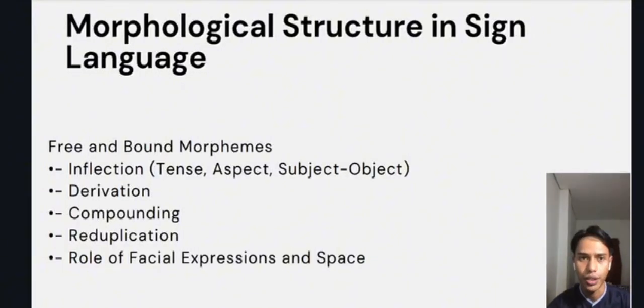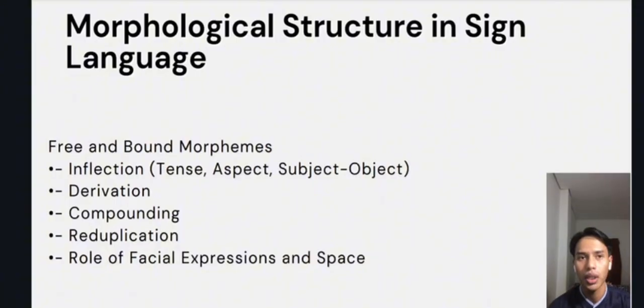Compounding in sign language. Compounding is the process of combining two signs to create a new meaning. For example, in ESL, mother plus father becomes parents, and son plus sign becomes sign. For example, in Bisindo, run plus fast becomes sprint, and school plus home becomes homeschooling.